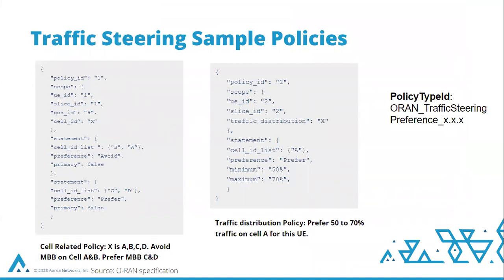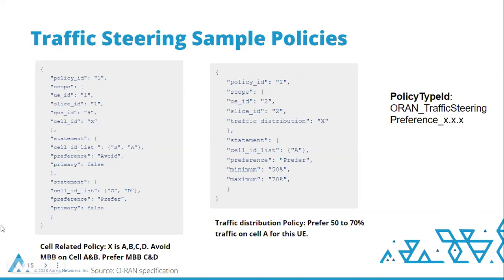Right. So here are some of the traffic steering sample policies. If you see the leftmost one, this is a cell related policy where, let us assume, the cell ID is showing X here. Just as an example, we can take the listed cells as A, B, C, D. Out of that, the first statement shows: avoid A and B for the MBB, which is mobile broadband, and prefer C and D cells for this particular UE ID. So that is the cell related policy.